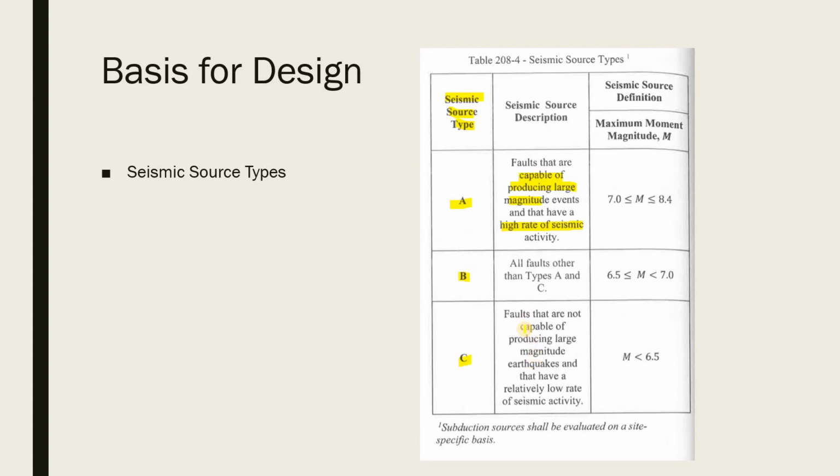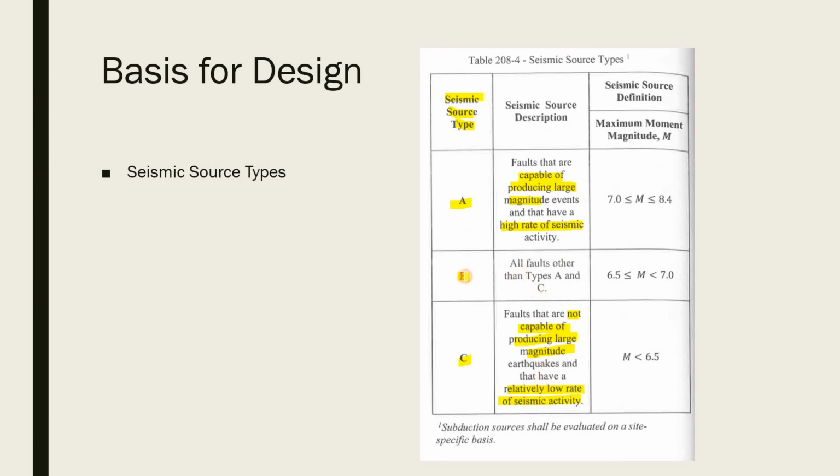Okay, next sa C naman, faults are not capable of producing large magnitudes and have a relatively low rate of seismic activity. So yung A, kaya niya magbigay ng malakas na magnitude at mataas yung rate na maging active siya. Okay, kabaliktaran naman yun yung C.